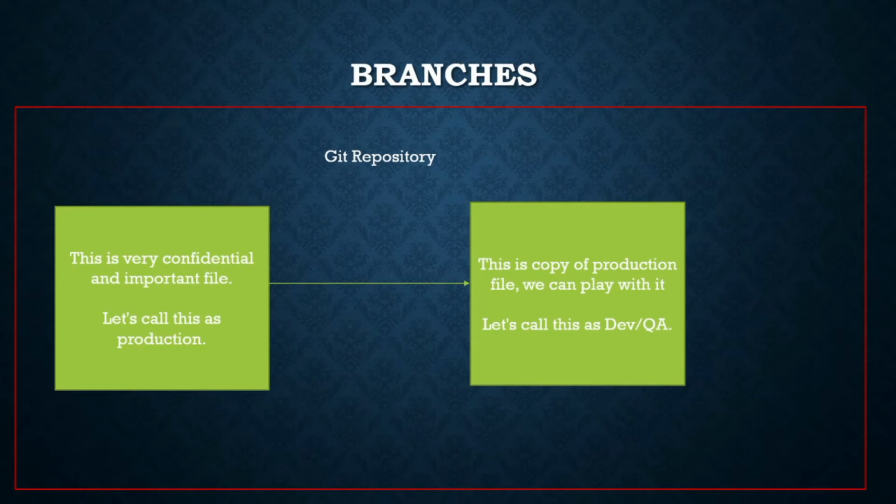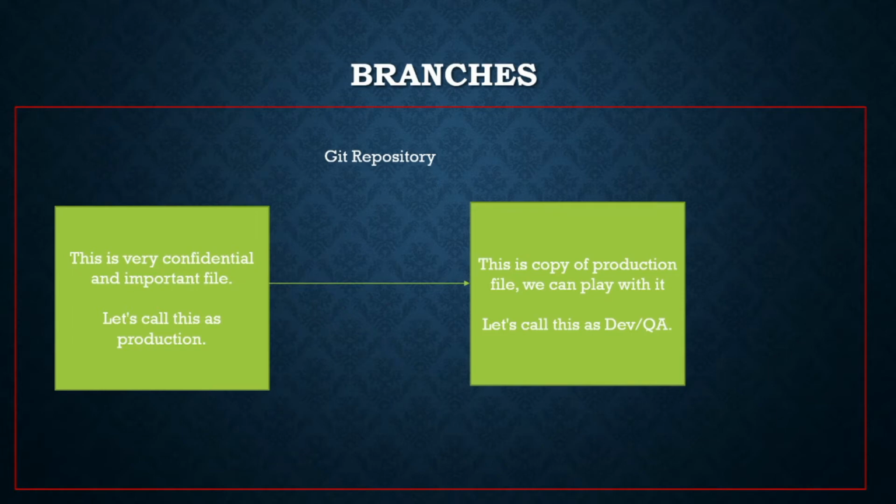So that's how we did it. We create a copy, make all the changes inside the copy and play with that copy. Whatever change we are doing in the copy of the file, which is named dev or QA, will not affect the original file, which is production. So we can do anything in this copy of the file.